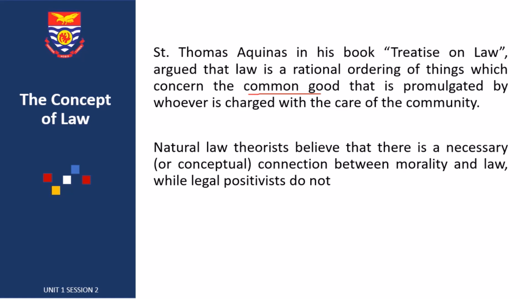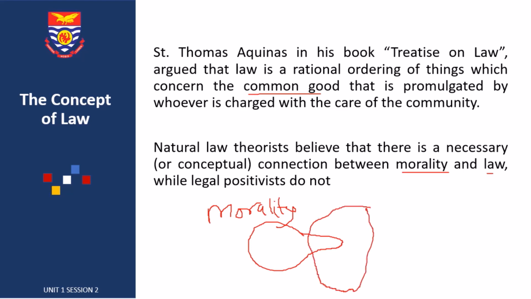The natural law theorists believe that there is an analytic or conceptual connection between morality and law, whilst the positive school of thought believes not. So for the natural school of thought, they are saying that if you pick morality at one end, then you pick law at the other end, there's an intersection. There's a connection between law and morality. Therefore, any law that is against morals is a bad law and must be struck out.